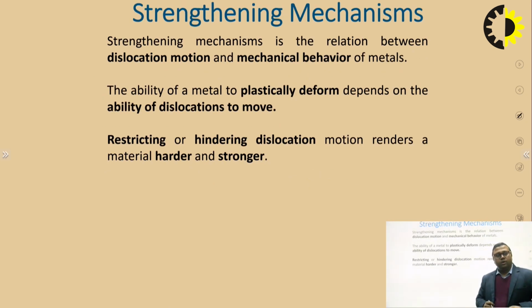Then coming next to the strengthening mechanism. The strengthening mechanism shows the relationship between the dislocation motion and the mechanical behavior of the metals. Actually, this dislocation is also known as the line defect.